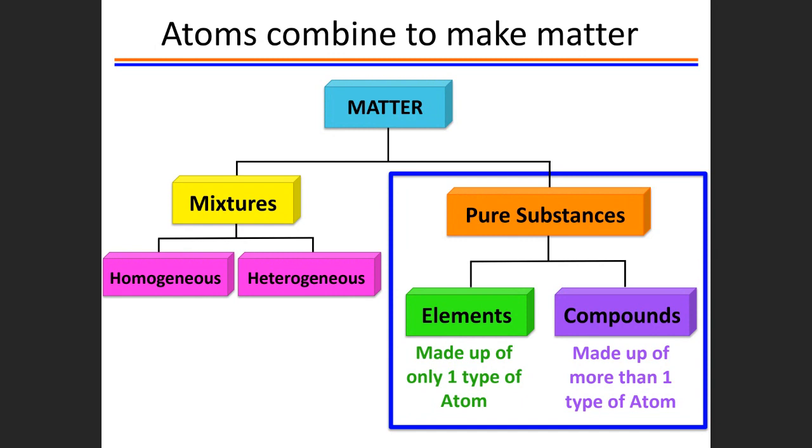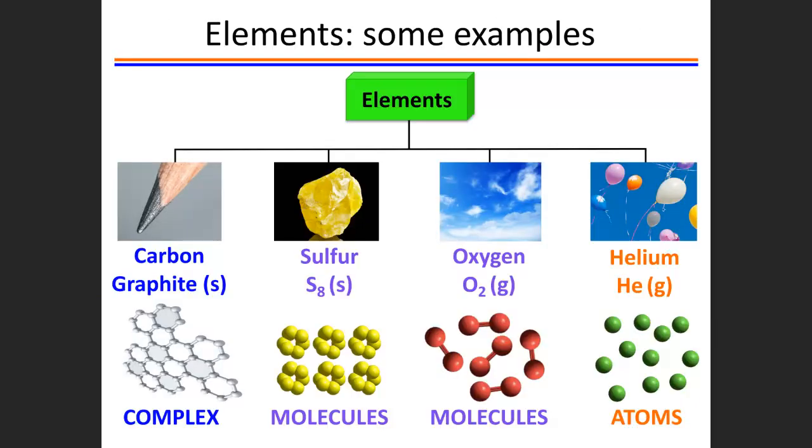So then we learn here that matter has two broad categories, mixtures and pure substances. Mixtures are homogeneous and heterogeneous, and pure substances are elements and compounds. Here we see some examples.